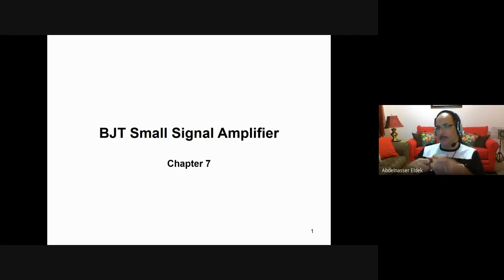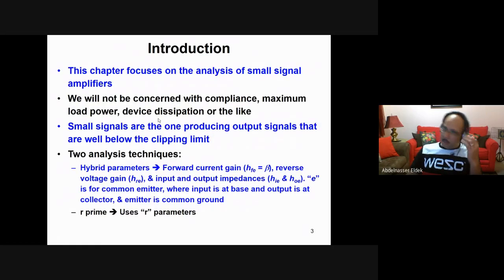Hello everybody. Today I'll talk about chapter 7, which is about bipolar junction transistor small signal amplifiers. So we'll study some amplifier circuits with AC and DC. This chapter is focusing on analysis of a small signal amplifier. So we do not really consider the compliance and stuff. We do not study it because we have small signals. So we'll not be concerned about the compliance or maximum load power, the dissipation and distortion, all this stuff.